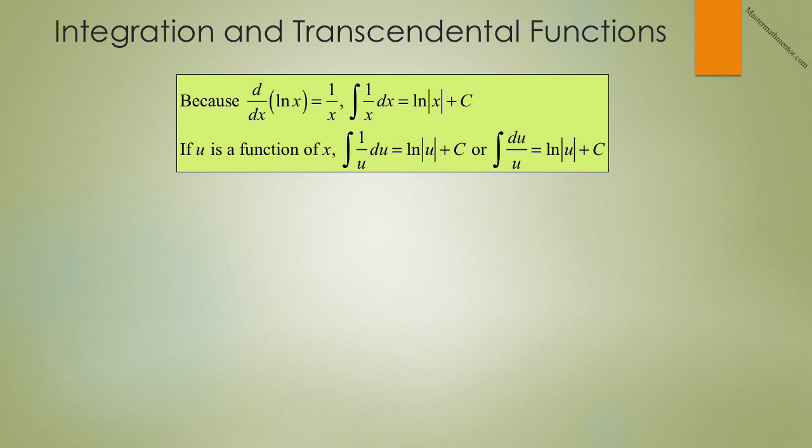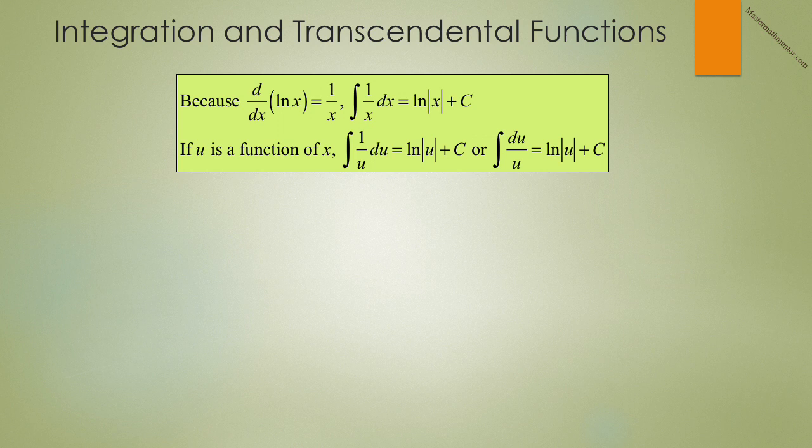Because the derivative with respect to x of the natural log of x is equal to 1 over x, then the integral of 1 over x dx is equal to the natural log of the absolute value of x plus c. Because integration is tied into an area under the curve, and the ln function is only defined for positive numbers, we then say that the integral of 1 over x dx is the natural log of the absolute value of x, not just x, plus c.